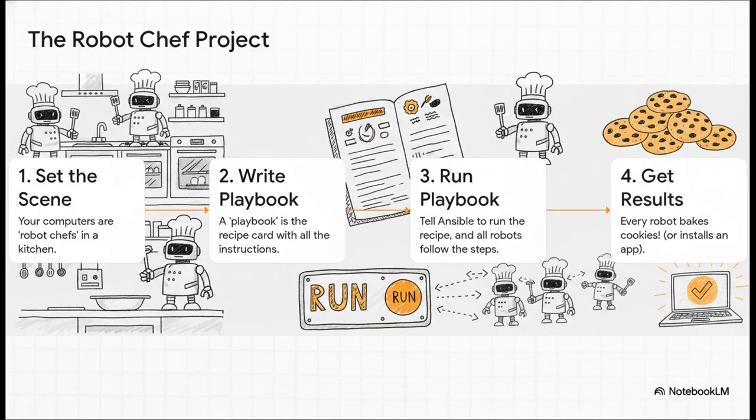Okay, let's connect the dots here. Your computers? Well, those are your robot chefs. In that recipe card we talked about, in the Ansible world, we call that a playbook. It's really just a simple file with all your instructions. So you run the playbook, and all your little computer robots get to work at the exact same time, following the exact same steps. And the result? You get a perfectly consistent batch of cookies or, perfectly configured servers every single time.